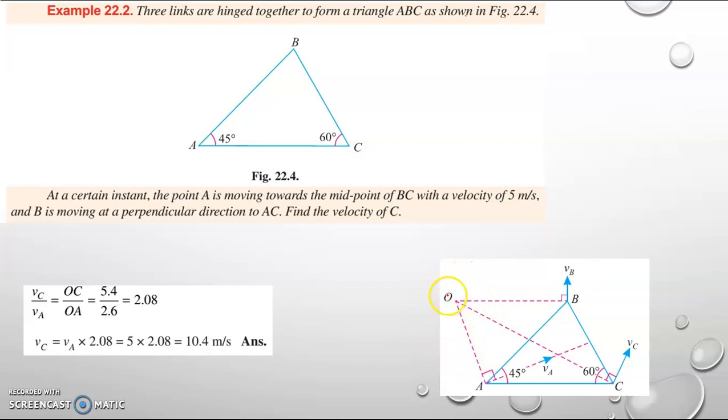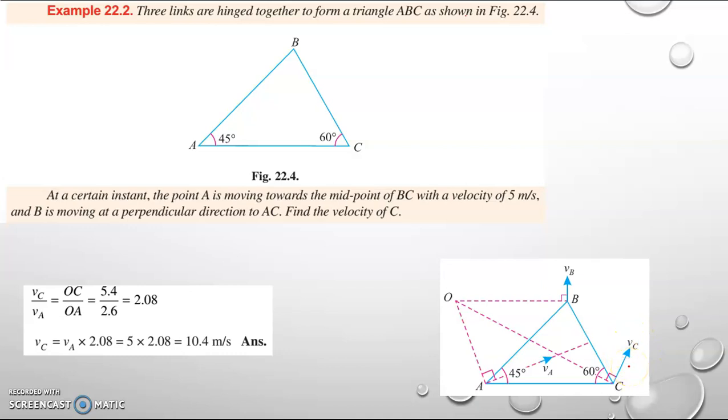Okay. From this point we will be making a line to C to get the direction of VC, because A, B, C are the common points of a triangle. So A and B will be moving, and C will be moving along with that. So C alone cannot have another instantaneous center. The instantaneous center formed by A and B will be the instantaneous center of C. So we can locate the direction of VC by drawing a straight line from point O to point C, and drawing a perpendicular to this line will give us the direction of VC.